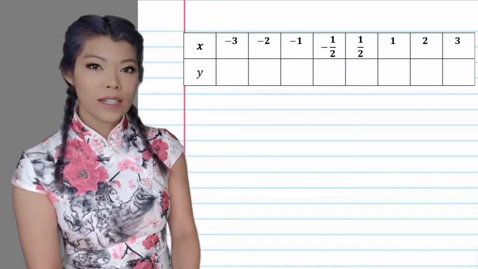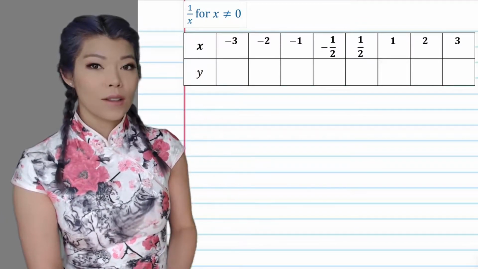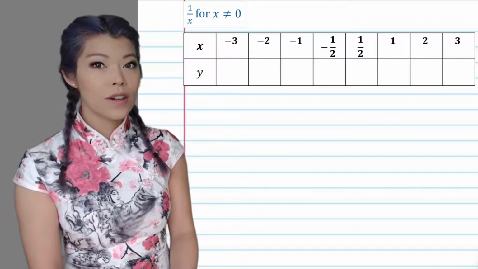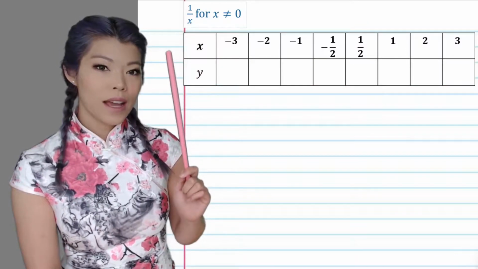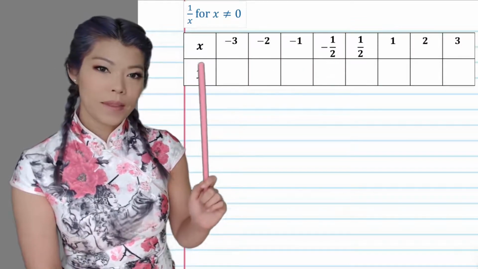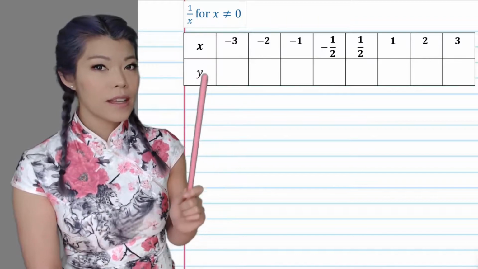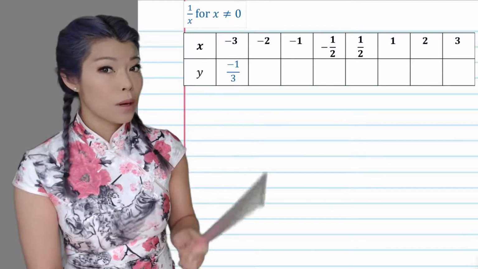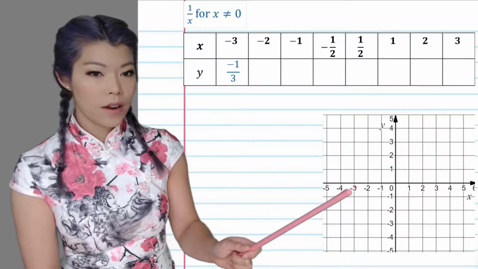The equation for rectangular hyperbola is y equals 1 over x, where x is not allowed to be 0 because 1 over 0 is undefined. So let's see what 1 over x looks like when we plot various numbers in there. When x is -3, we would have 1 over -3, which is -1/3. Let's plot this. So x is -3, y is -1/3, right there.